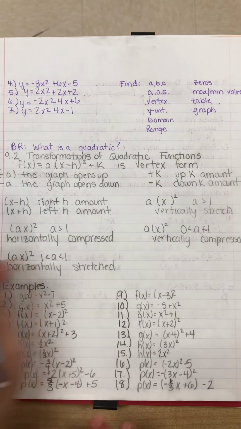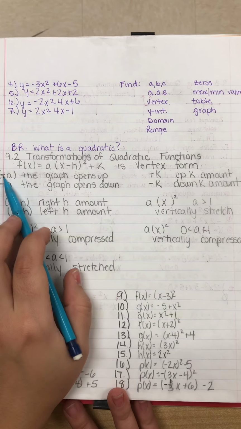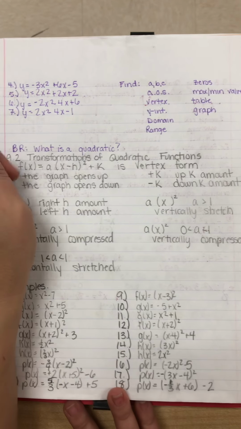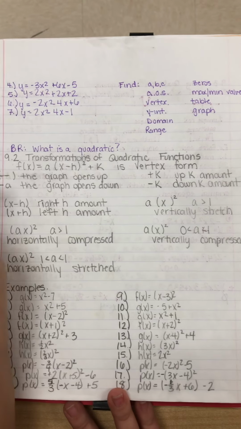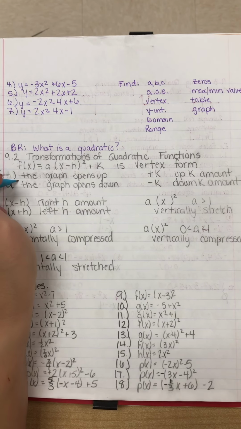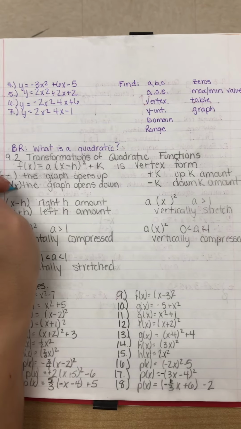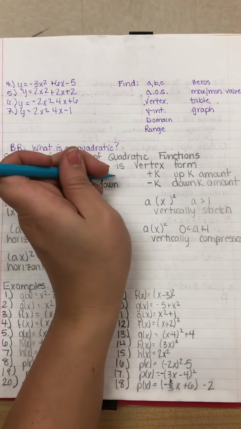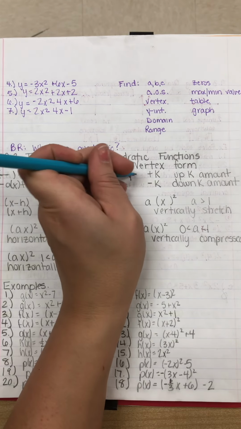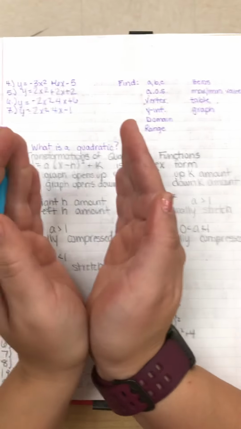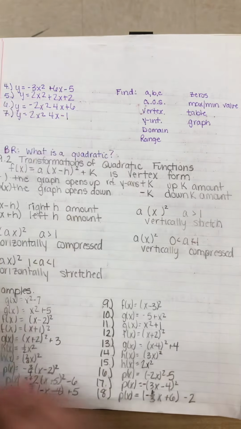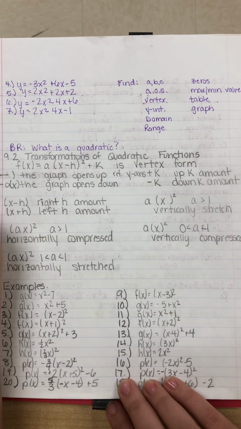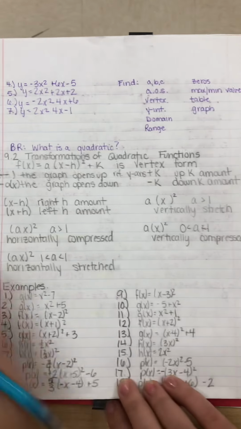Now, there are two types with the negatives. The first is if the negative is on the inside of the parentheses, and then if the number is on the outside of the parentheses, or there are no parentheses. Now, if the negative's on the inside, the graph will still be facing up, because it is going to reflect over the y-axis. And with a quadratic, if it reflects over the y-axis, if you flip it this way, it still looks exactly the same. Now, if the negative's on the outside, it's going to end up facing down in the picture.